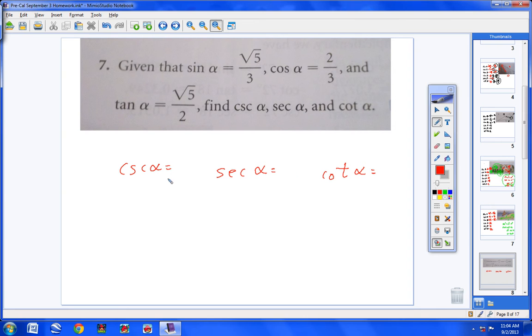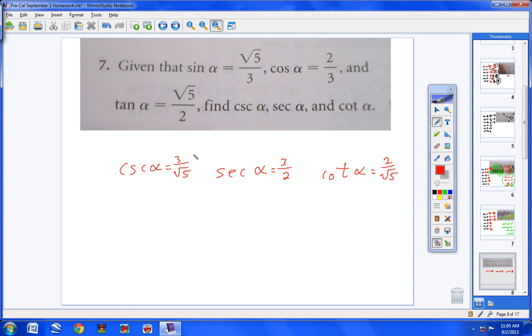Okay, very good. Cosecant is the inverse of sine, so we would have 3 over square root of 5. Secant is the inverse of cosine, so 3 over 2. And cotangent is the inverse of tangent, so I would have 2 over square root of 5. Now, two of these answers are not acceptable because of the radical in the denominator.